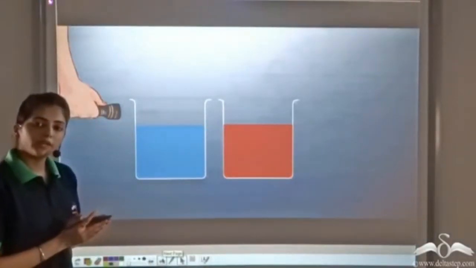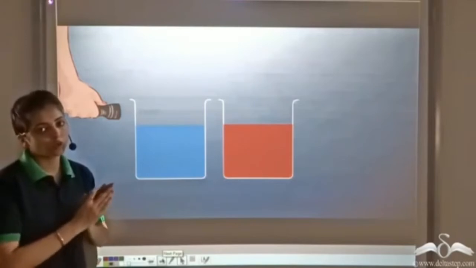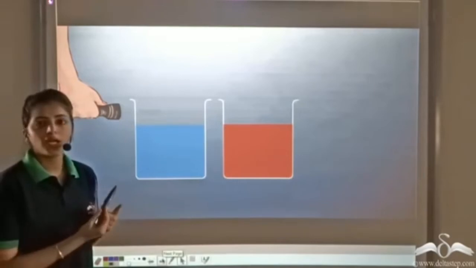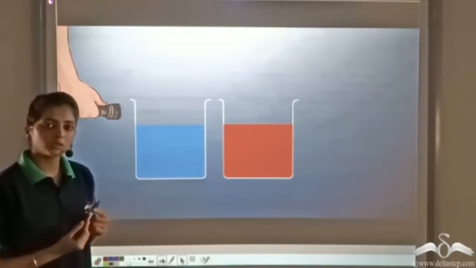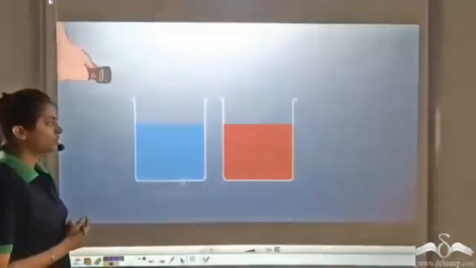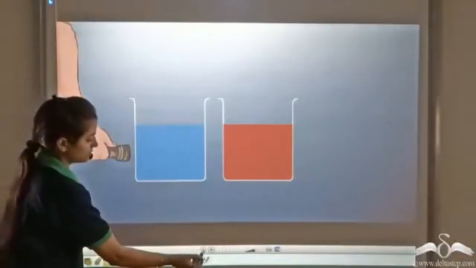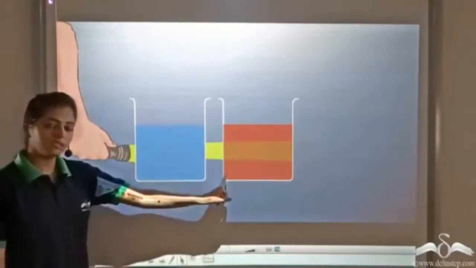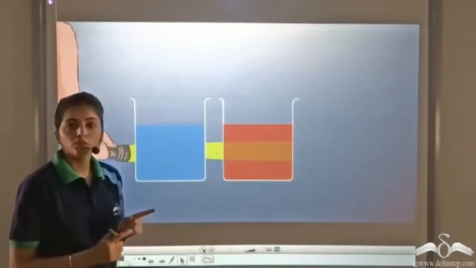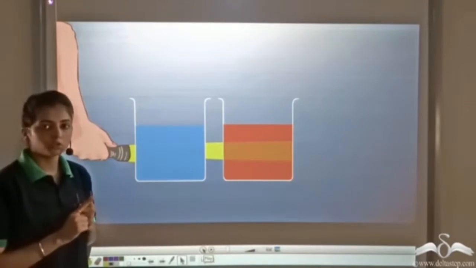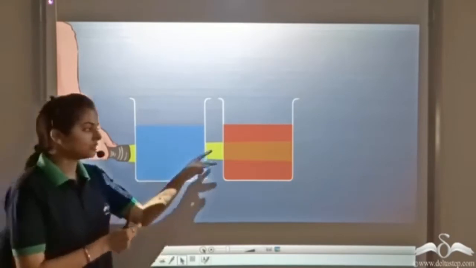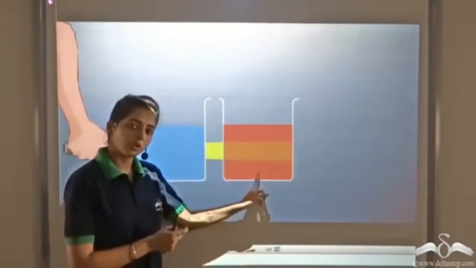How does this Tyndall effect help in distinguishing a true solution from a colloidal solution? Say we have two beakers, one of them contains a true solution and one a colloidal solution. How can we distinguish the two? We bring a torch. As we switch on the torch, you see that in one of the beakers, the path of the light rays becomes visible. This is because we know that some particles in a colloidal solution, as they are big, scatter the light rays. As they are scattered, their path becomes visible. So this is a colloidal solution.